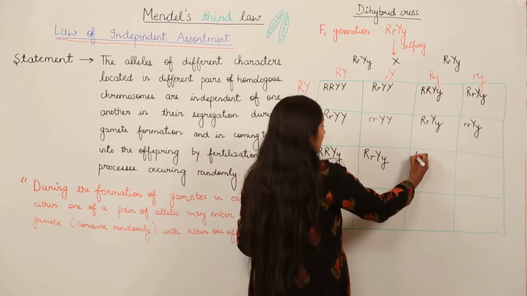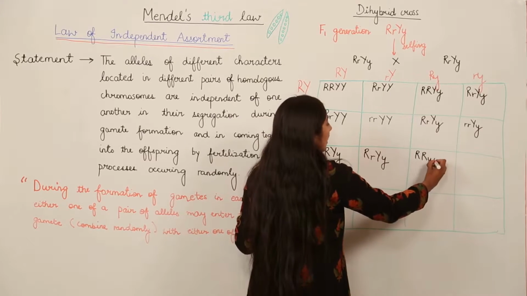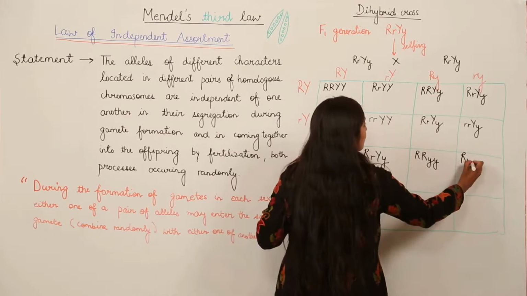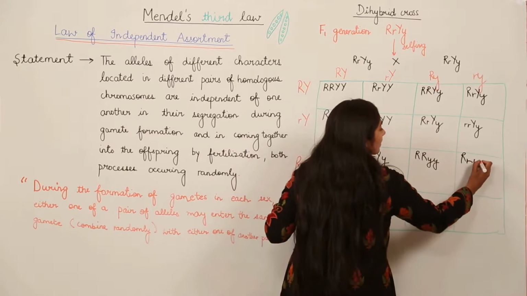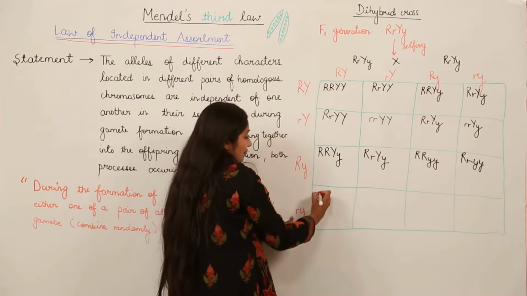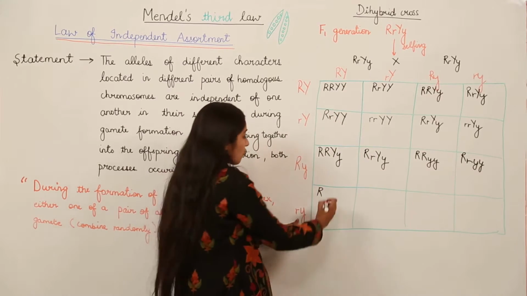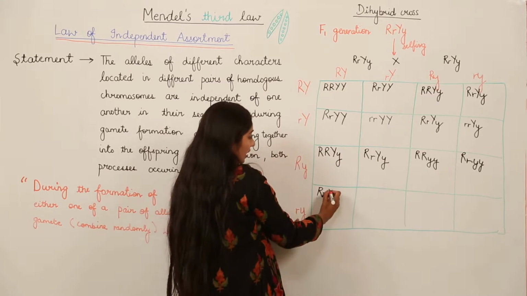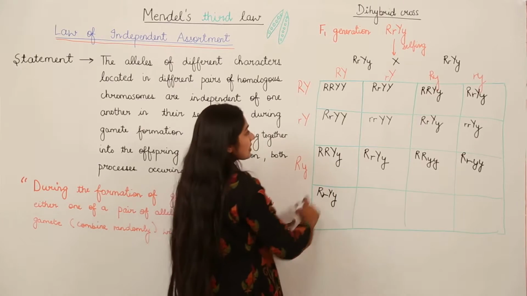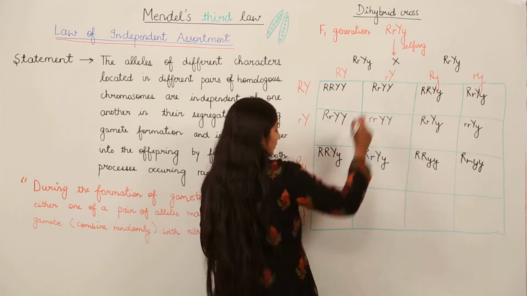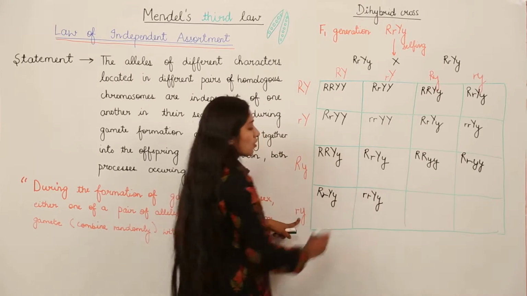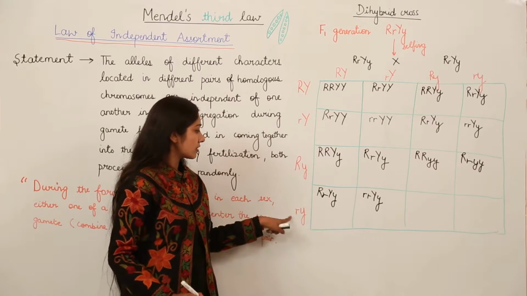Next is capital R, small y, small y. Next we have capital R, small y, small y. Then this with this, we have capital R and here we have a small r, we have a capital Y and here we have a small y. Okay. Then we will compare this and this. We are going to multiply this and this. So we have small r, capital Y, small y. I hope you can see it and you can solve this out.